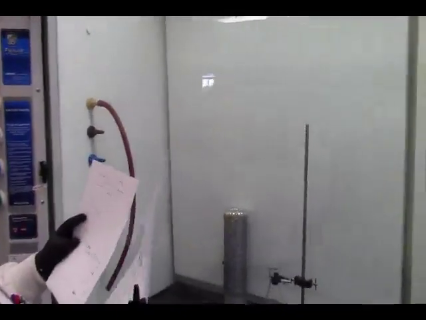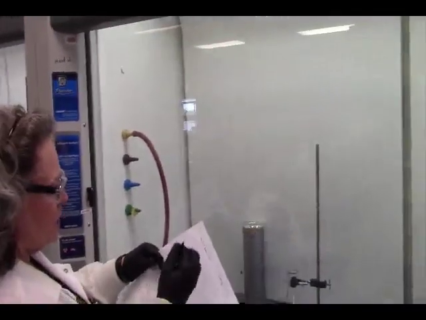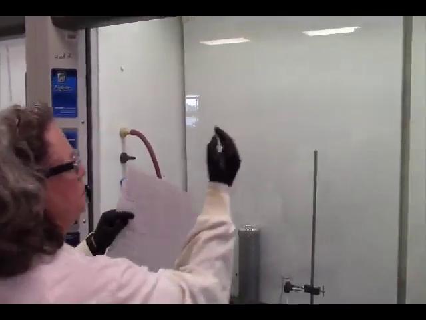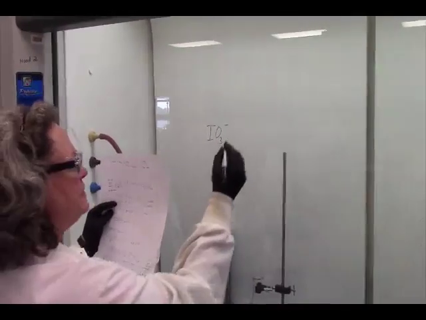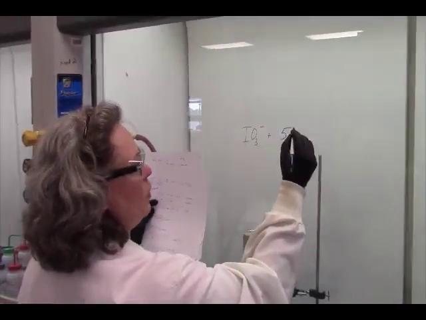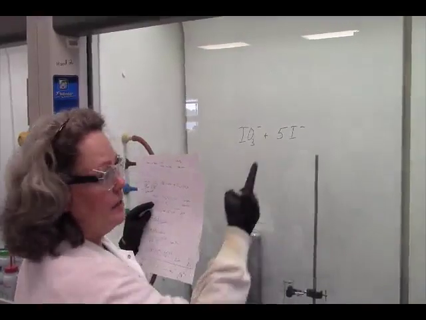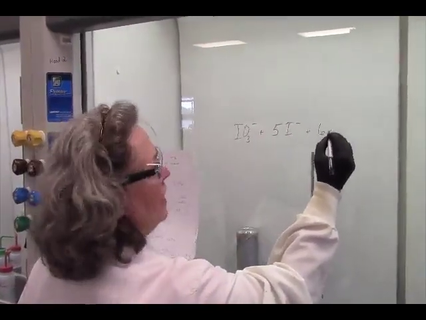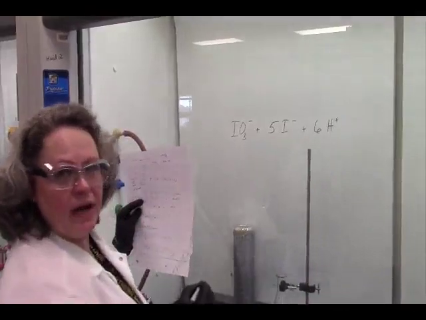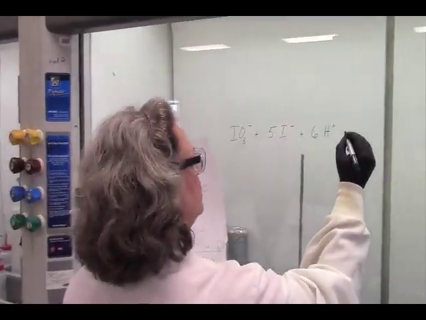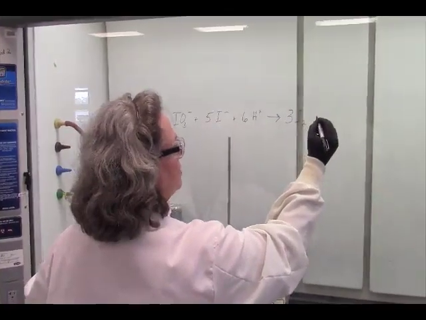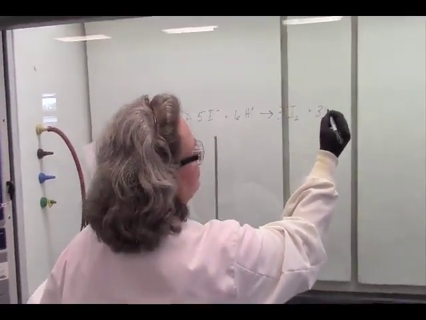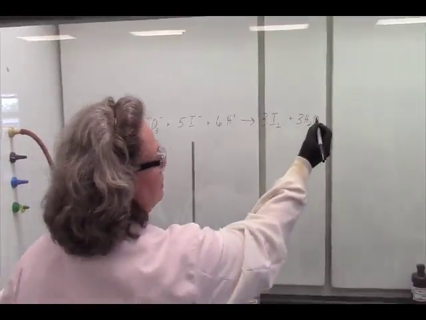Our lovely whiteboard. Okay, so this is what we just did. We have our iodate primary standard. We mixed it in with our KI. KI is the source of I minus. Plus we have an excess of the acid when we added that sulfuric acid, 10% solution. And this is going to yield 3 moles of I2 plus 3 moles of water.